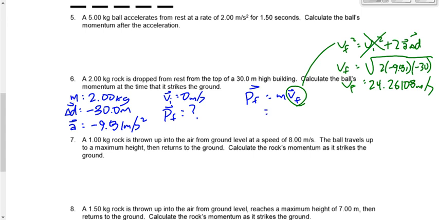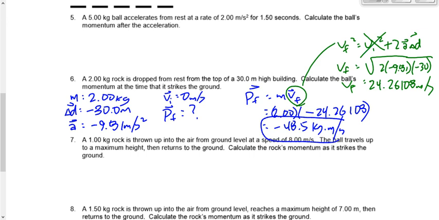The mass is 2.00 kilograms, and the final velocity is negative 24.26108. That's the one thing with the vf squared equation: it will never get you the velocity. It will always get you the speed. But we know which way it's going, so we can arbitrarily assign that negative value to it. All right, we do the math here. This is the easy part. It becomes negative 48.5 kilogram meters per second.